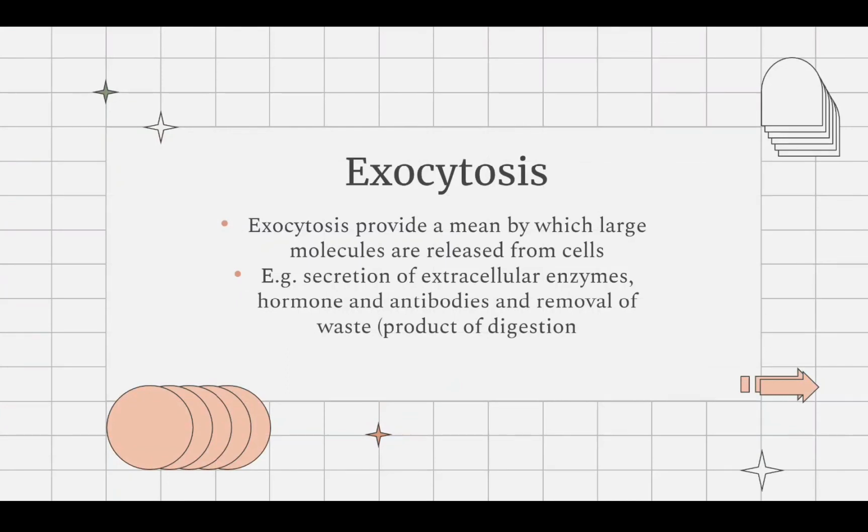Lastly, exocytosis. Exocytosis provides a means by which large molecules are released from the cells. For example, secretion of extracellular enzymes, hormones, and antibodies, and removal of waste and the product of digestion from phagocytosis.